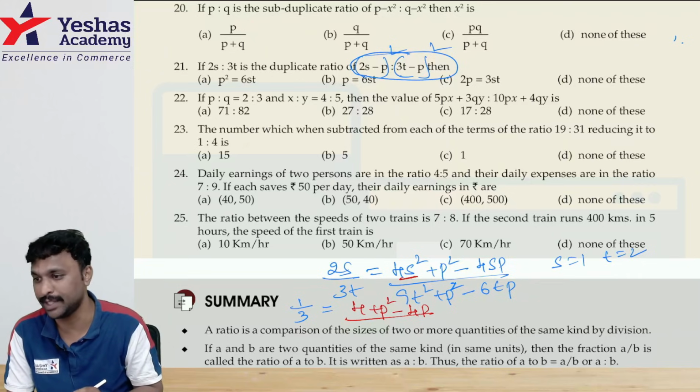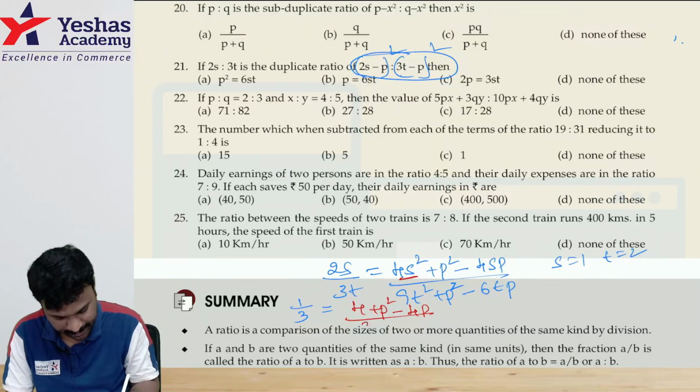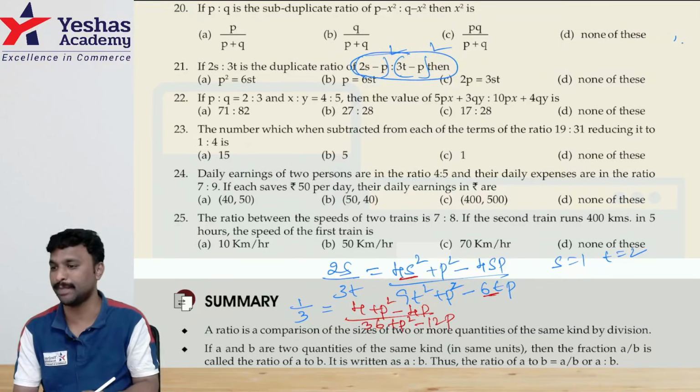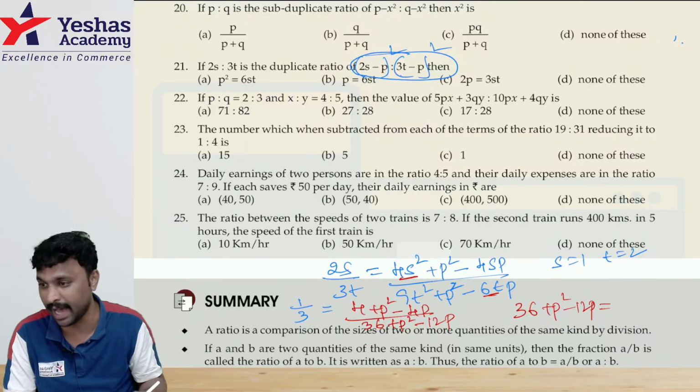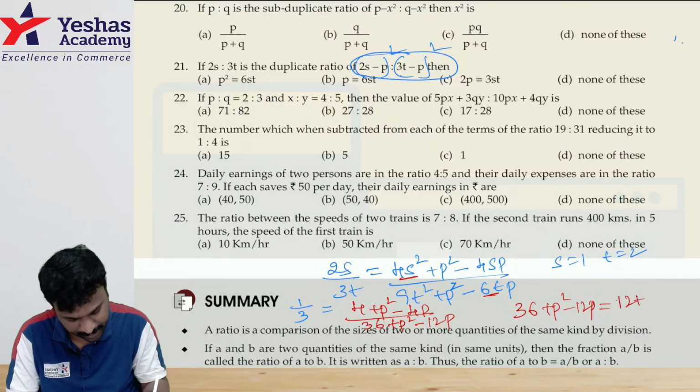T is 2, T square is 4. 4 9s are 36, plus P square minus 6 2s are 12, so it's 12P. Now do the cross multiplication. 36 plus P square minus 12P, and 3 gets cross multiplied with the RHS, so 3 4s are 12, 3 into P square minus 12P.